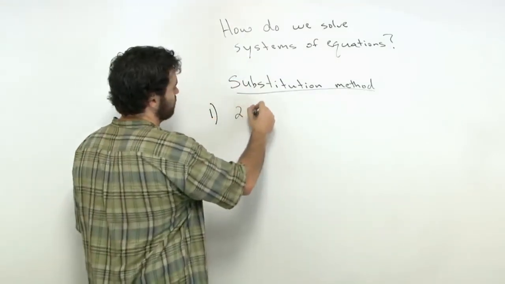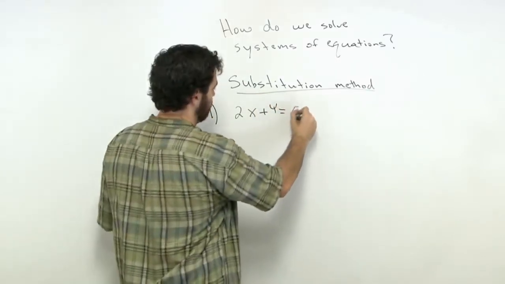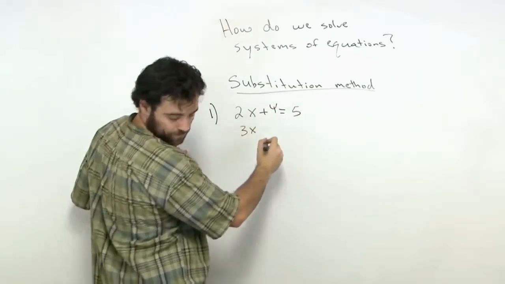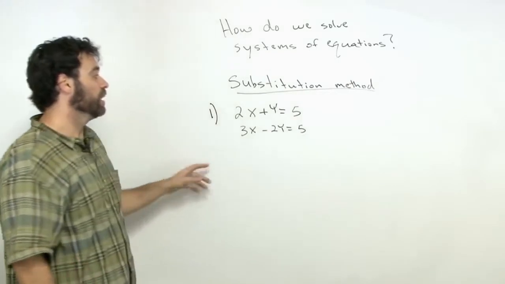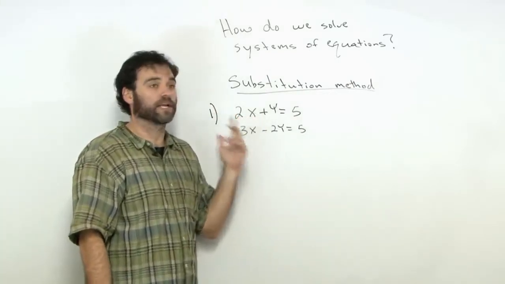And here's our two systems. 2x plus y equals 5, and 3x minus 2y equals 5. Okay? This is a system. We have two equations, two unknowns. We have to solve for x and y.